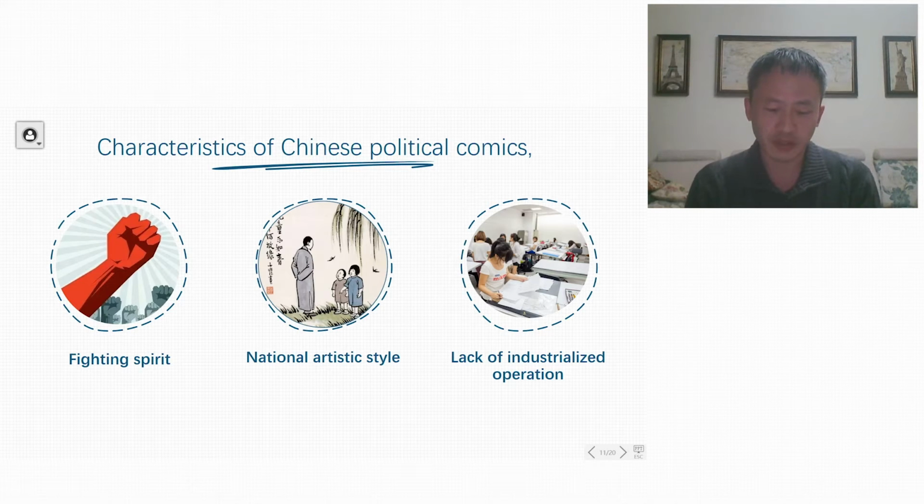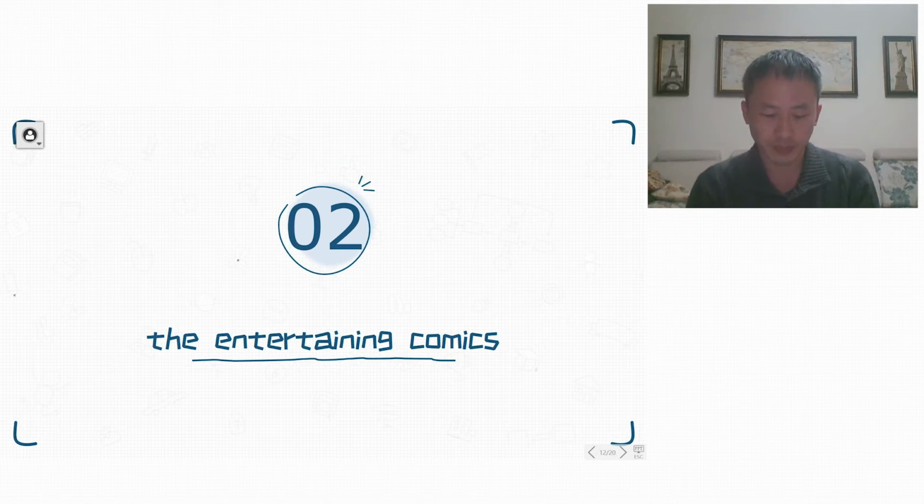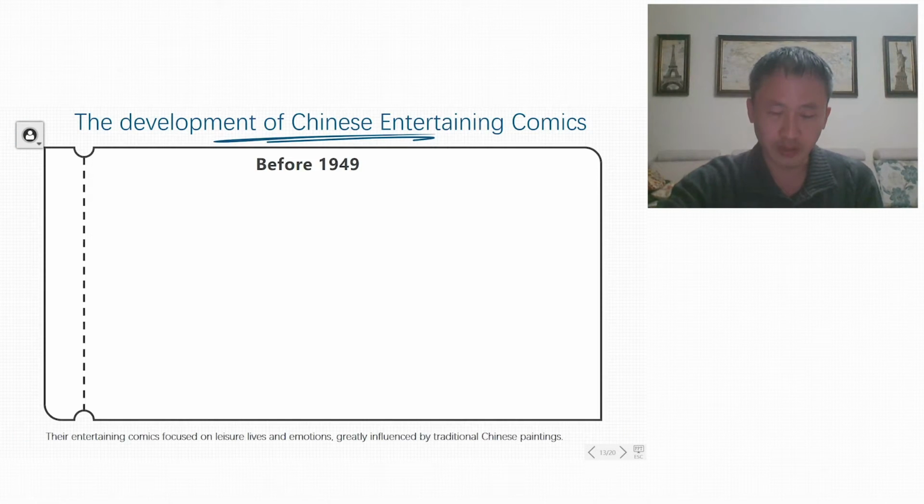So here is the second category of Chinese comics, the entertaining comics. Actually, this type of comics appeared almost as early as political comics in China. But because of the social environment, it did not get the same attention. Representative authors are Feng Zikai, Shen Bochen, and others. Their entertaining comics focused on nature lives and emotions.